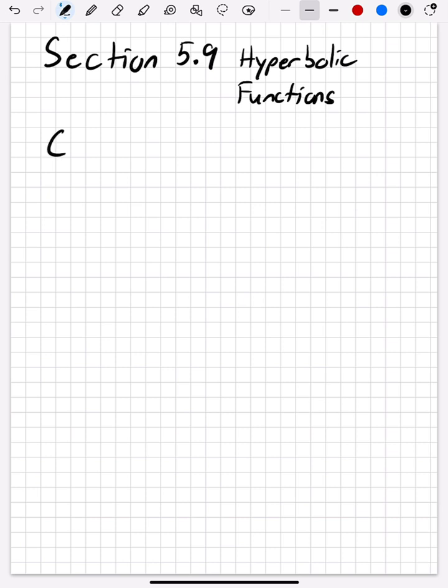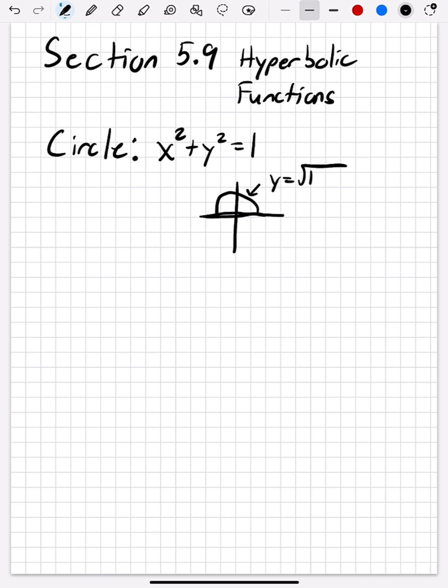So the first thing we need to do is establish what a hyperbolic function is. And it's actually based on a circle. So let's look at the circle x squared plus y squared is 1. It's just a circle of radius 1 with an origin of 0, right? And so it's going to look something like this, right? And then that circle would be represented by y is equal to the square root of 1 minus x squared. Okay, so it's just a circle.